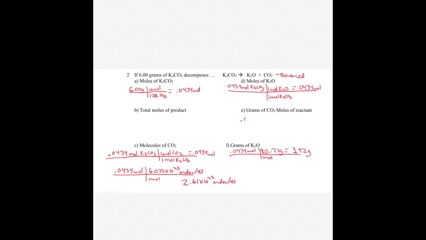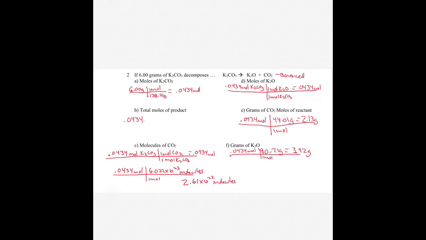Next, I need to find my grams of CO2. Out beside it where it says moles of reactant, I just wrote that down wrong, so ignore that it says moles of reactants. So 0.0434 moles of CO2 times its molar mass of 44.01 is 2.13 grams.